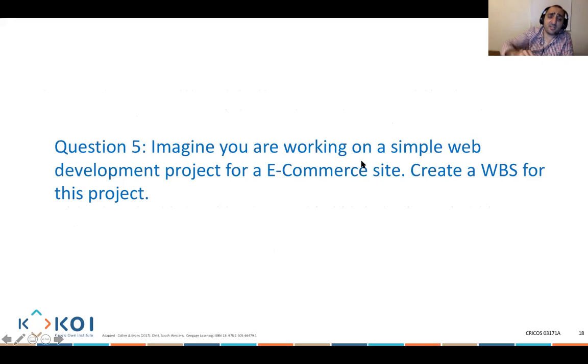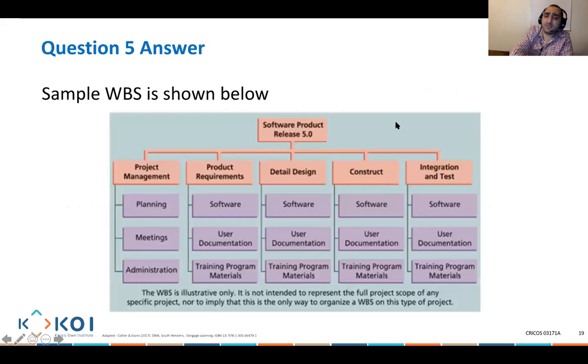The last one is, you need to imagine you are working on a simple web development project for an e-commerce site and create a work breakdown structure. Now, I'm not going to go through this activity, but simply, this is your software. There are the main things you need to do. We actually explained that in the lecture today. And for project management, there's planning, meetings, administration. For product requirement, there's all of these things. For design, construct, integration, there's all of these things that need to be delivered together. So that's something really to bear in mind.